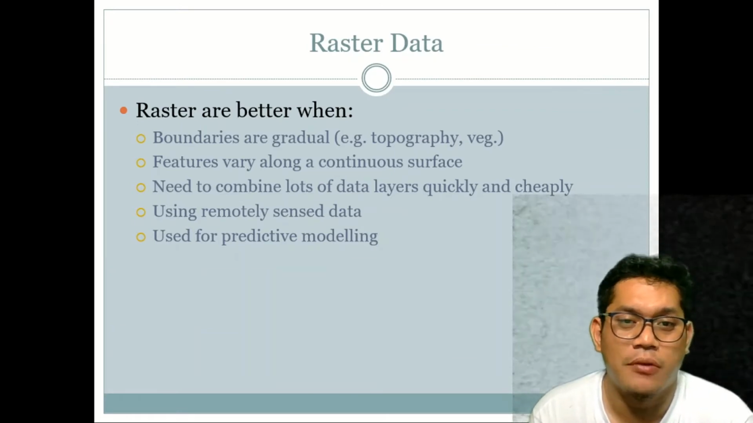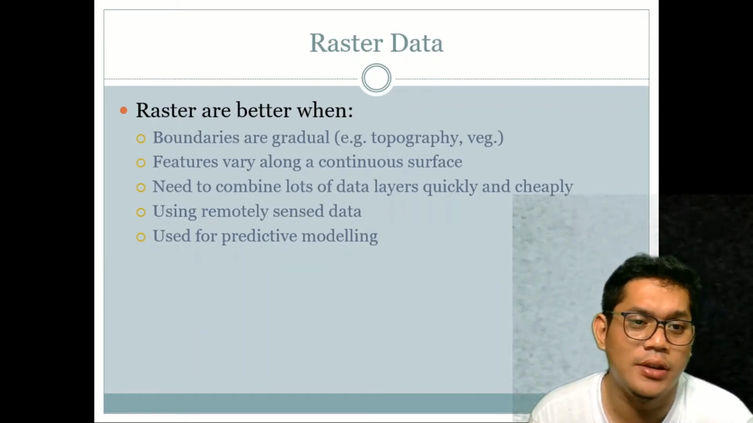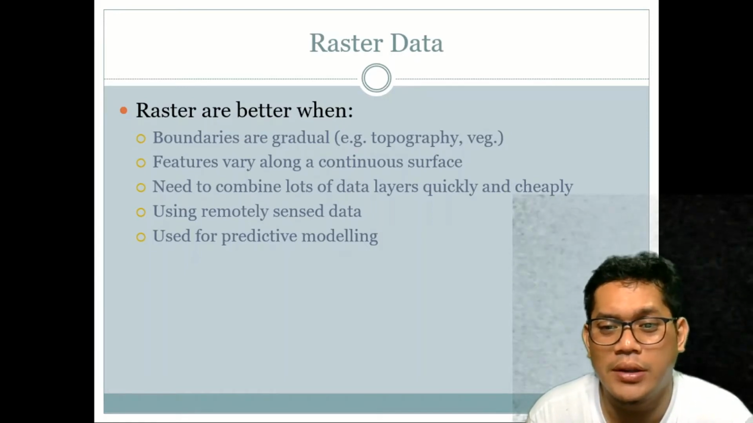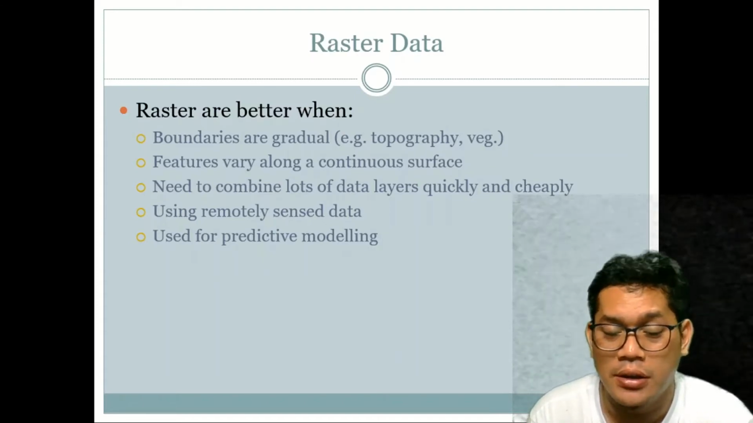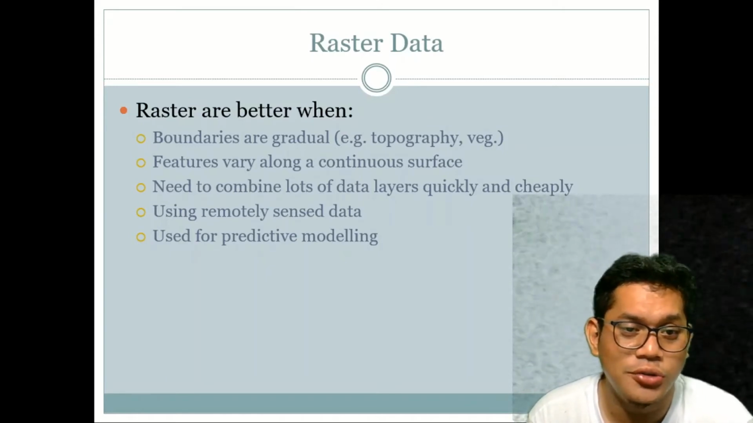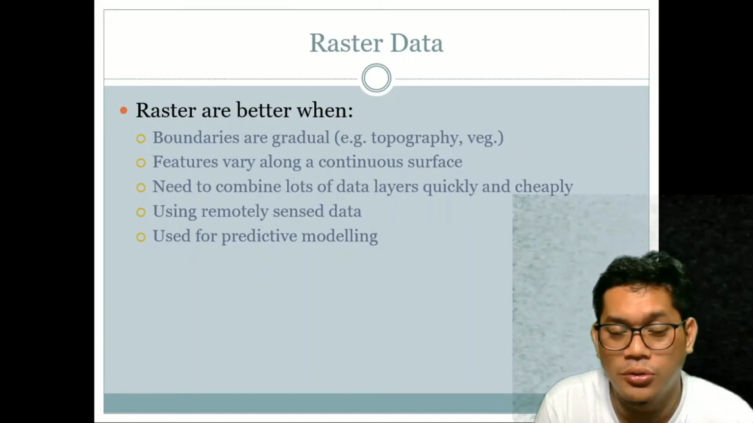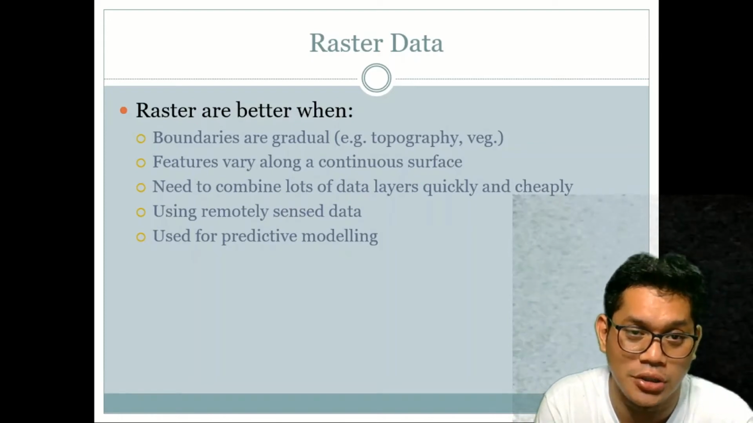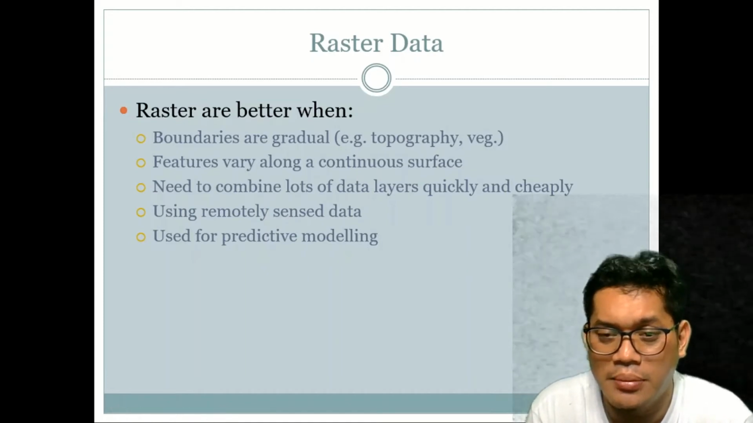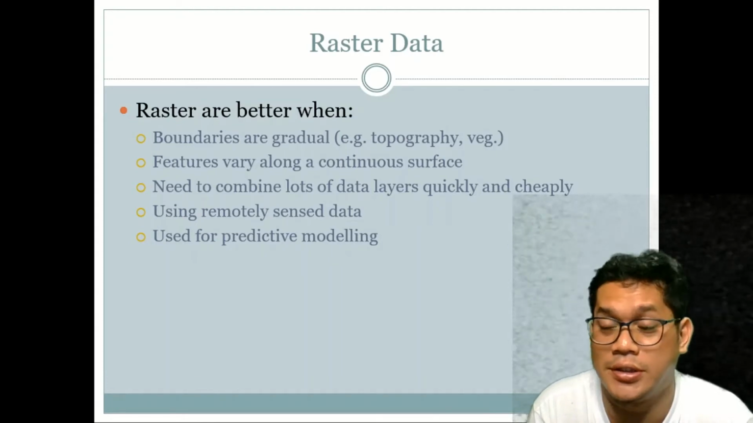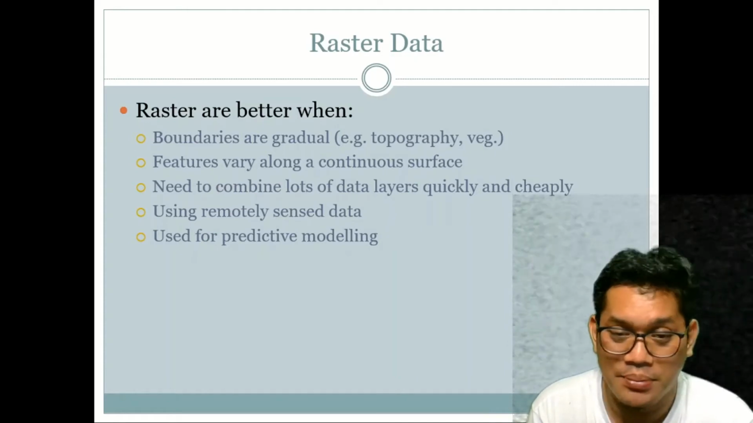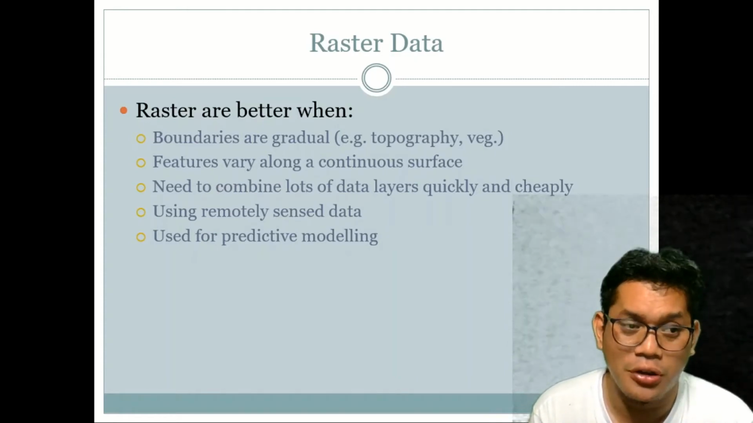Okay, so we talk about the raster data. They are better when the boundaries are gradual, the features are along a continuous surface, or to combine a lot of data layers quickly and cheaply, with easy analysis and easy representation, or to use remote sensing data, and also to do prediction, modeling and simulation. So this is where raster data are being used. Can you tell me what kind of application uses raster data? Maybe we can discuss it. I want you guys to give examples of what kind of raster data you use in your job.